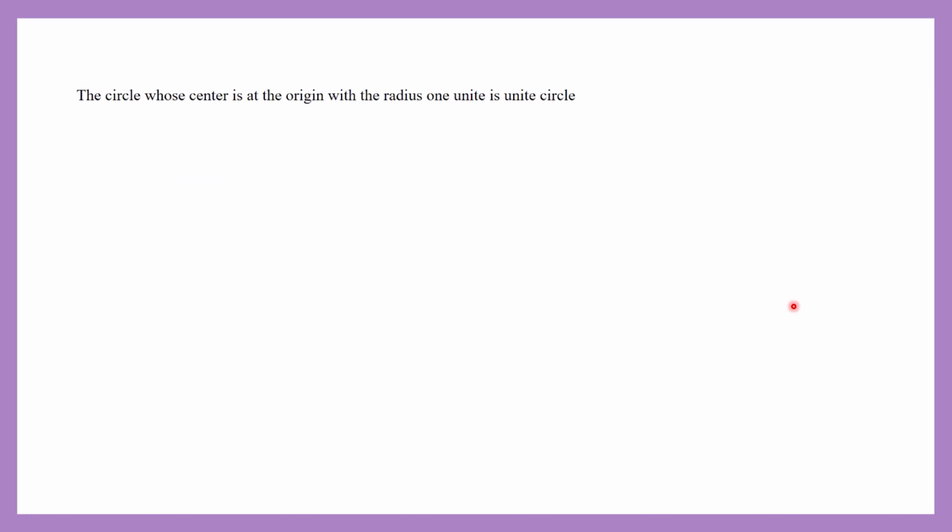The next thing that we have to know is about the unit circle or trigonometric circle. The circle whose center is at the origin with the radius 1 unit is a unit circle. Here we have a unit circle. Let's name this angle theta. The point that we have in there is the point P. Draw a perpendicular line from this point to the x-axis. And here we will get a right triangle.